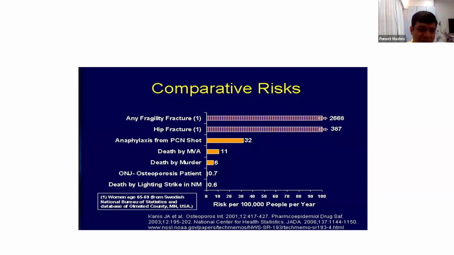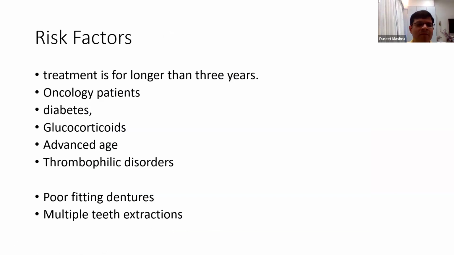the risk of fragility fractures and hip fractures is much more common. Getting anaphylaxis is much more common, and death by murder is more common. So it is extremely rare to get this.